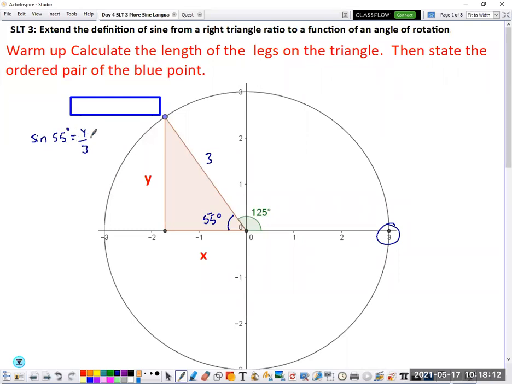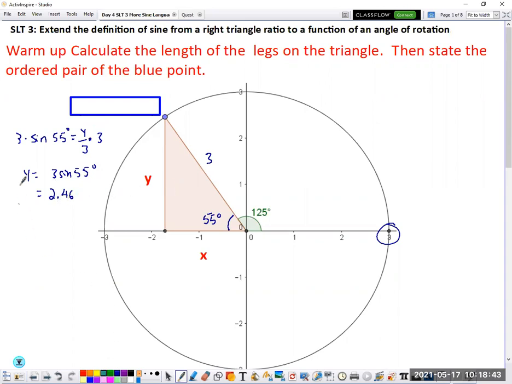And Jesse, what are we going to do to both sides? Multiply by 3. We get Y equals 3 sine 55 degrees. And we actually want that length, and we end up with 2.46.